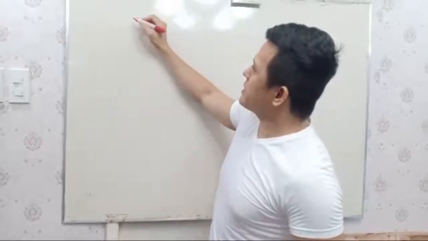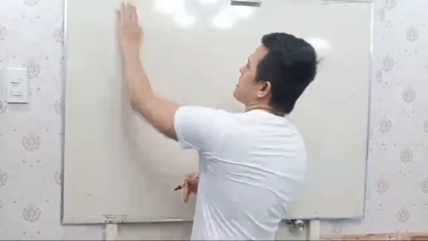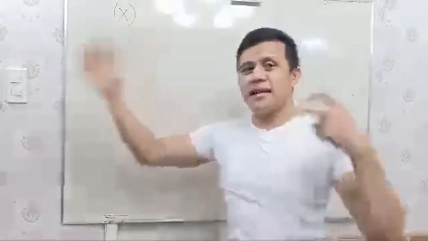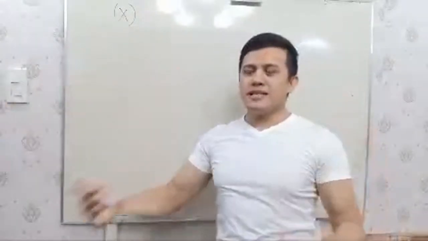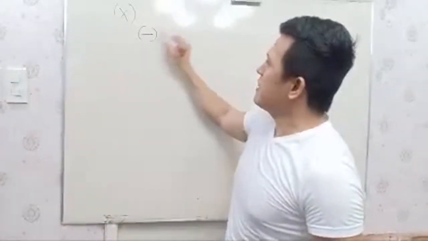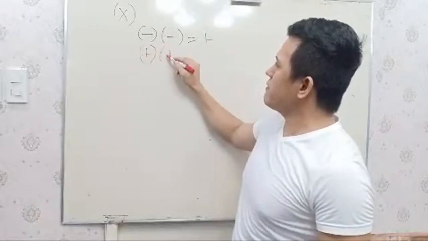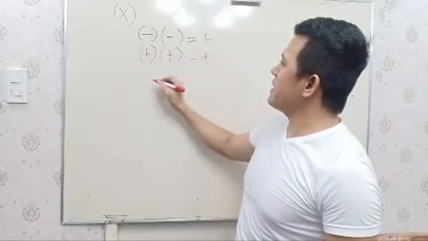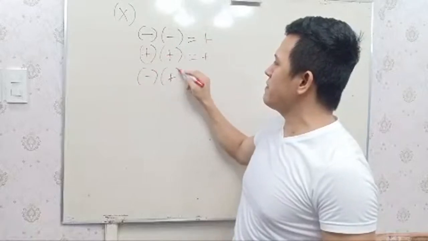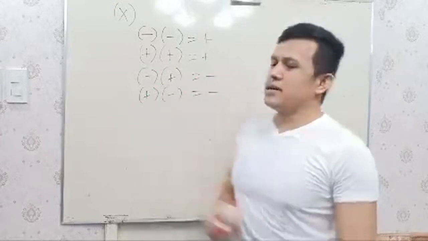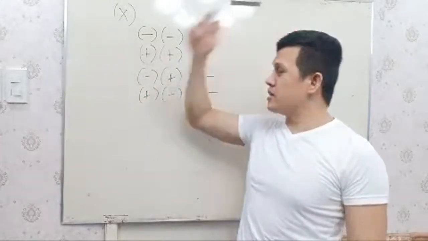Operations muna tayo. Operations of signed numbers. Basic muna tayo, pinaka-basic. I'll be discussing first about multiplication. In multiplying signed numbers, unlike signs, negative, and like signs, positive. Negative times negative becomes positive, and also positive times positive becomes positive. If it's negative times positive or positive times negative, that is always equal to negative. Okay? That's it when you multiply them.